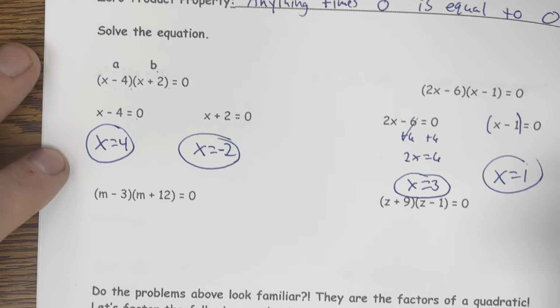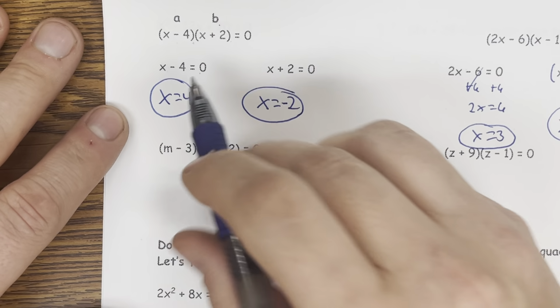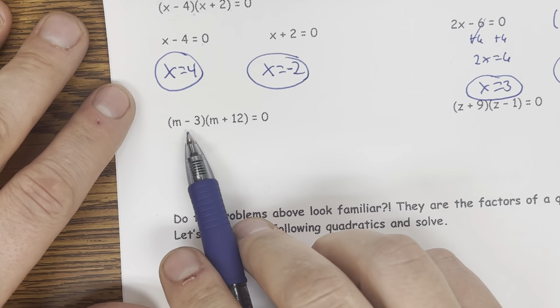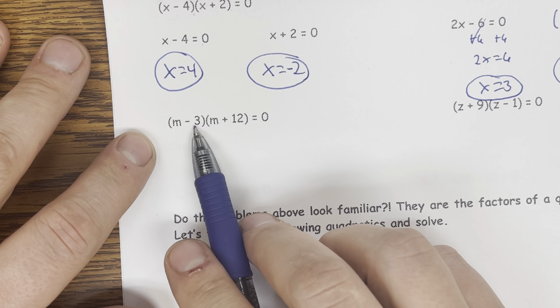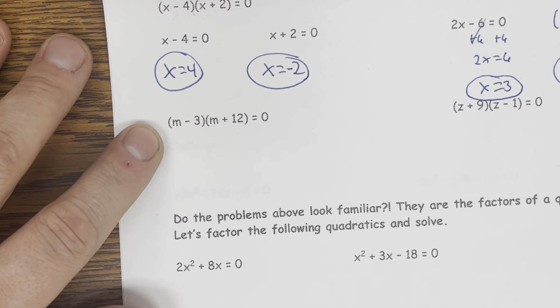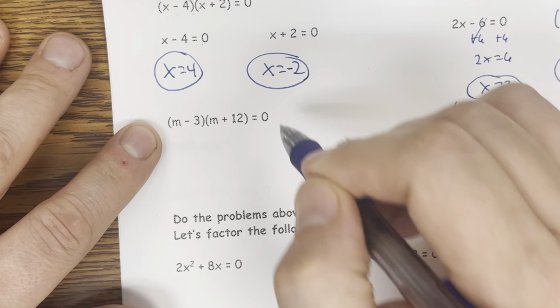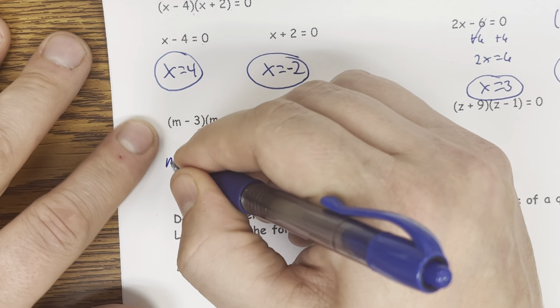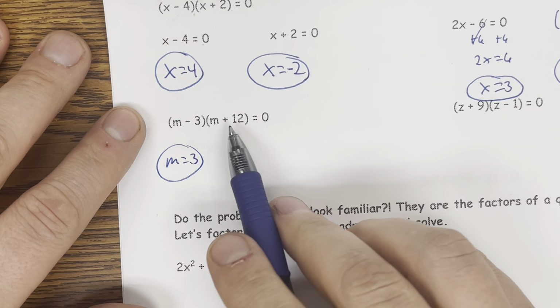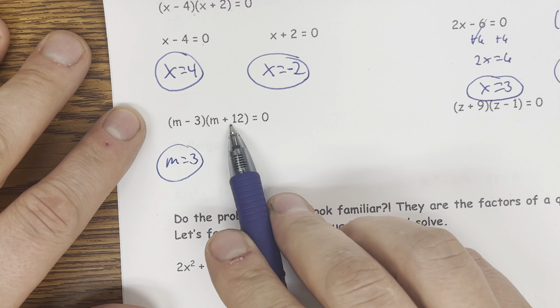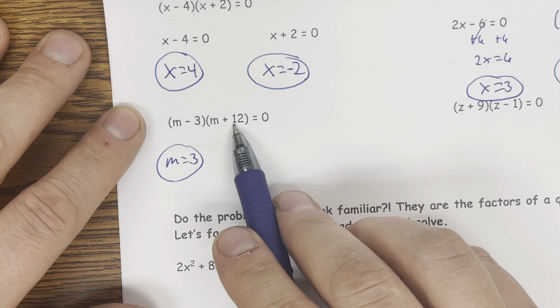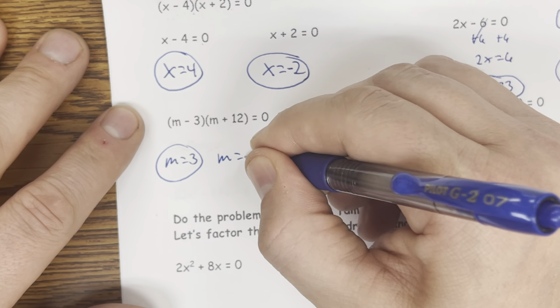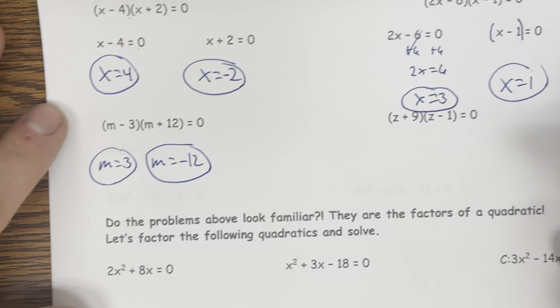Okay, now, after a while, we try not to have to rewrite these equations each time. We should just be able to look at this. M minus 3 has to equal 0. Because if this whole value is 0, the whole thing's 0. So m would have to equal positive 3. What value makes this set of parentheses equal to 0? What plus 12 is 0? Well, m would have to equal negative 12.